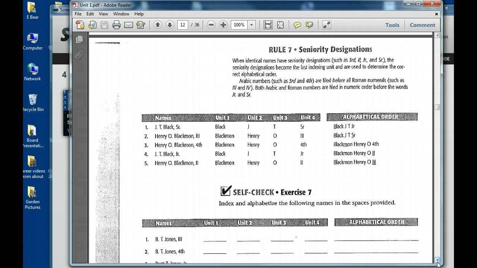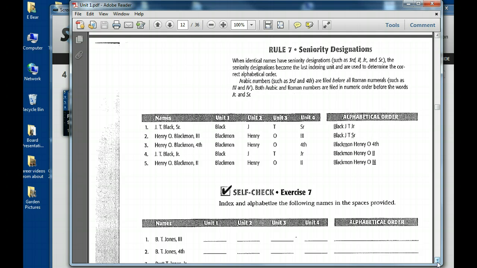Rule 7, Seniority Designations. When identical names have seniority designations such as third, second, junior, or senior, the seniority designation becomes the last indexing unit and is used to determine the correct alphabetical order. Arabic numbers such as third or fourth, the numbers that we're familiar with, are filed before all Roman numerals, III meaning 3 and IV meaning 4. Both Arabic and Roman numerals are filed in numeric order before the words junior or senior.